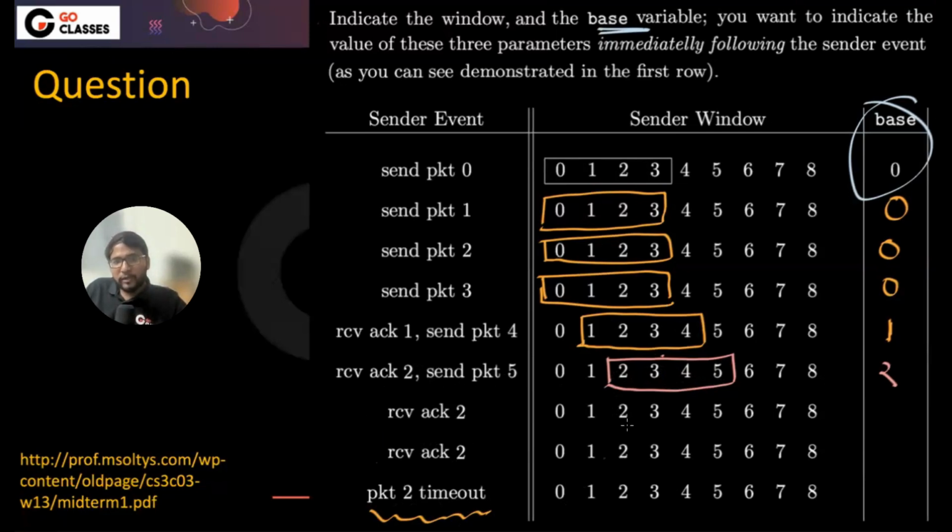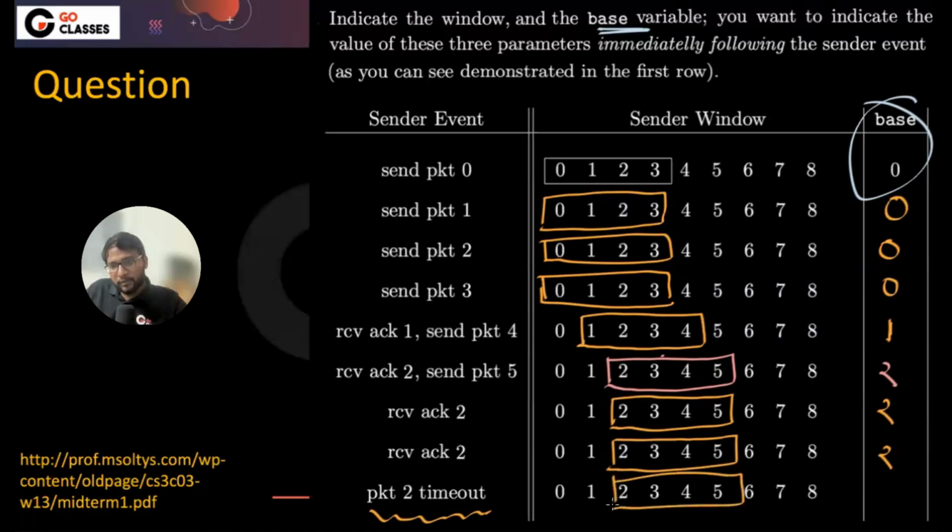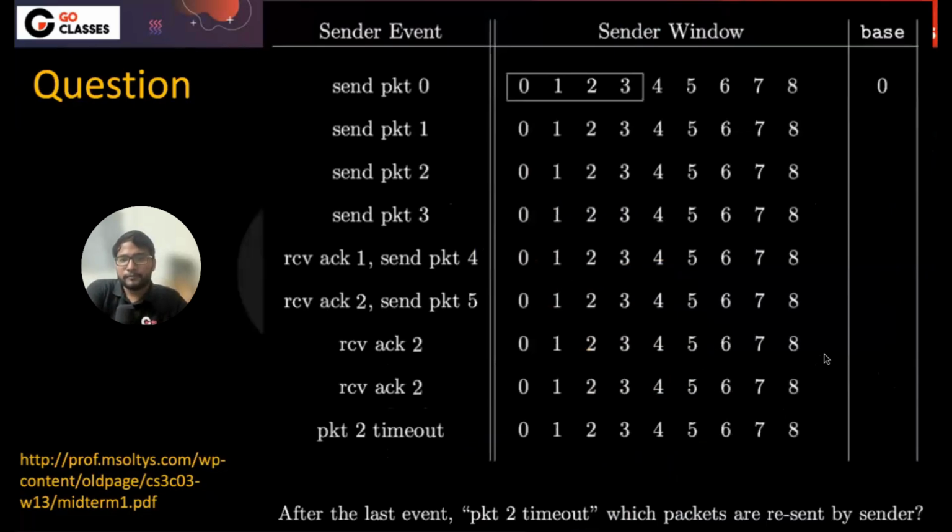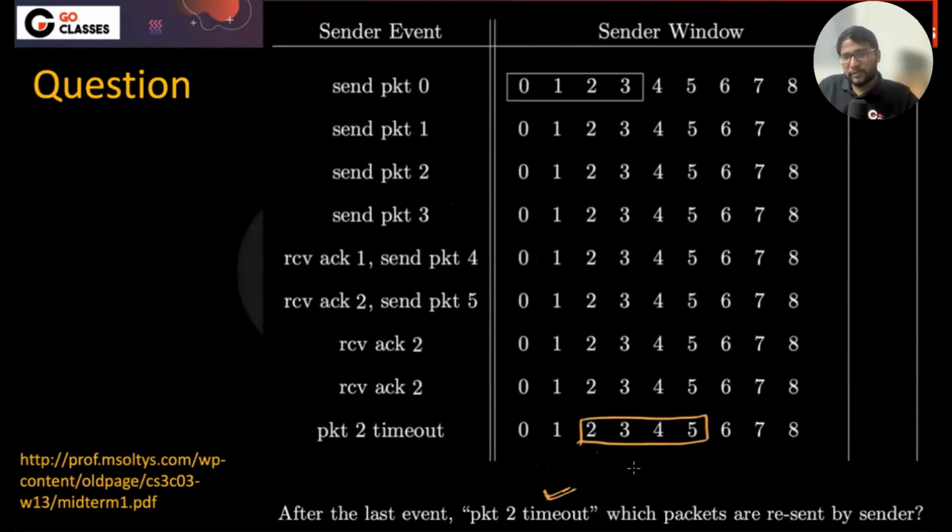Now can you tell me what is the window here? What is the window base? Must be till this point, because I have not received acknowledgement for this. Here also must be till this point. Okay, good. That's what they're asking. Now, in the same question, they are saying that after the last event, packet 2 is timeout. After this last event, what packets must be resent by the sender? 2, 3, 4, 5, right? 2, 3, 4, 5. Okay.